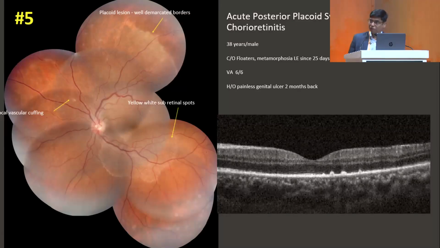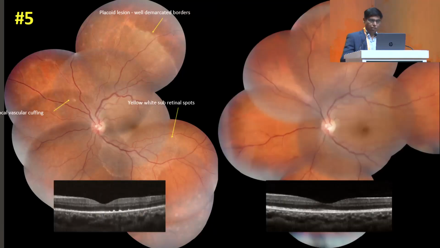Another patient had this placoid lesion in the posterior pole, which is very typical of syphilitic chorioretinitis, and what you can also see on the OCT are those nodular dots. If you see this, there are only a few differential diagnoses, and one of them is syphilis. This patient we treated with IV ceftriaxone for 14 days, and you can see the outcome.